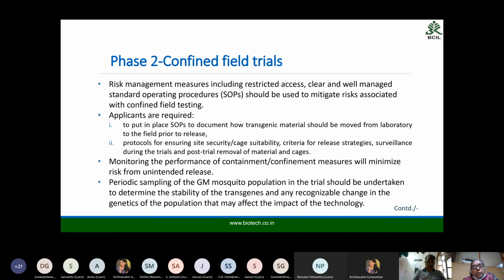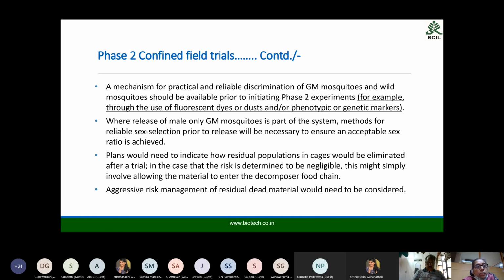Periodic sampling of the GM mosquito population in the trial should be undertaken to determine the stability of the transgene and any recognizable change in the genetics of the population that may affect the impact of the technology. A mechanism for practical and reliable discrimination of GM mosquitoes and wild mosquitoes should be available prior to initiating phase 2 experiments, for example, through the use of fluorescent dyes or dust, or phenotypic or genetic markers. You should have a system of differentiation or detection.